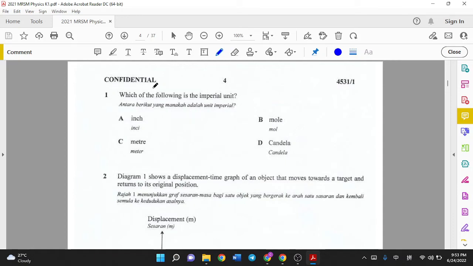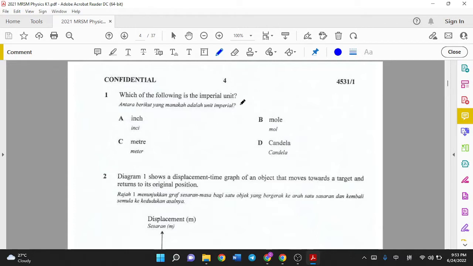Okay, so let's continue with our revision 2021 MRSM Physics Paper 1. So the first question, which of the following is the imperial units? So imperial units is just the opposite of our SI units, International System of Units.